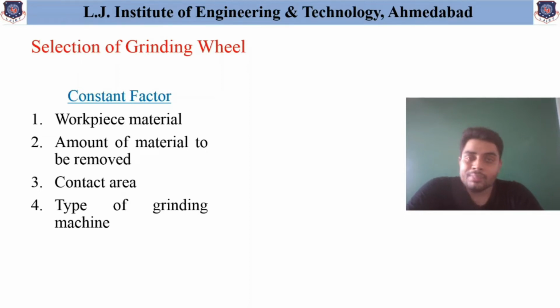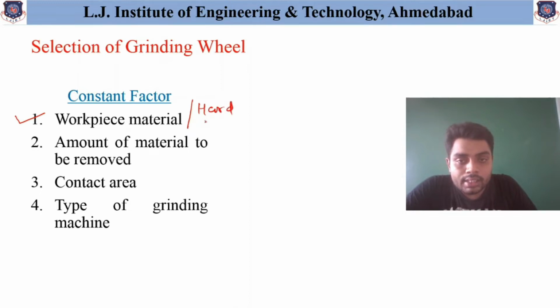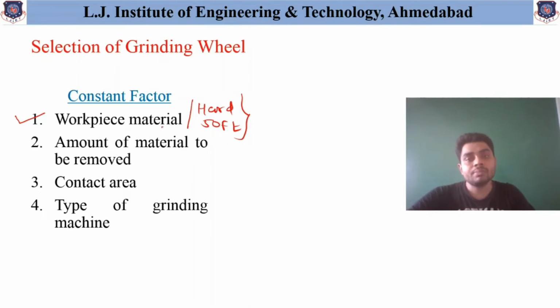There are mainly two types of factors. The first one is the constant factor and the other one is the variable factor. In the case of the constant factor, the first factor that one needs to clear is the workpiece material. That means whether the workpiece material is hard or soft, based on this situation one must select the grinding wheel.